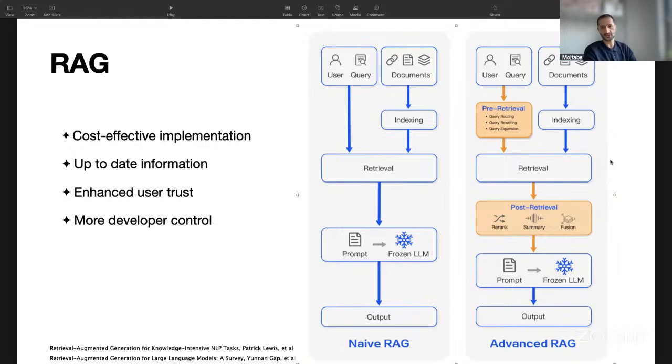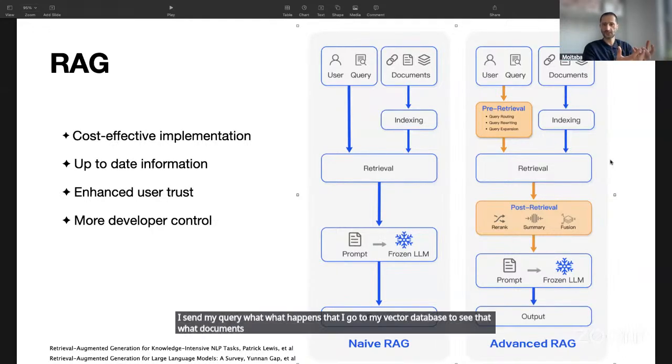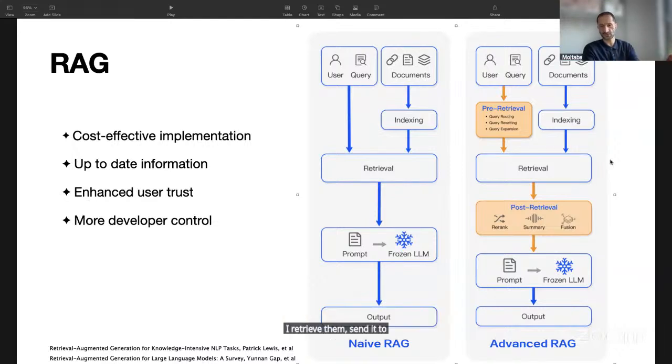Then I will ask you a question. So I want to build a chatbot based on RAG. Again, a quick review. I send my query. What happens is that I go to my vector database to see what documents are related to my query. I retrieve them and send them to the LLM. The LLM generates a response. Okay, perfect.